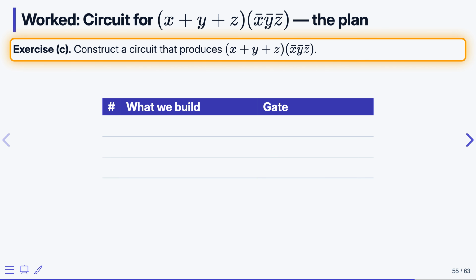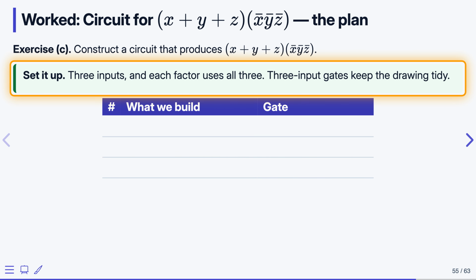The last circuit puts everything together. We want (x plus y plus z) times (bar x bar y bar z). Set it up. 3 inputs again, and this time each factor uses all 3 of them, so this is the place to use 3-input gates.